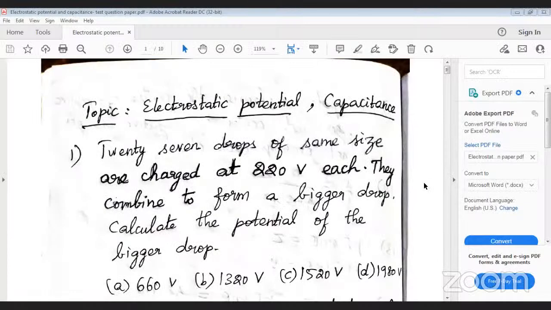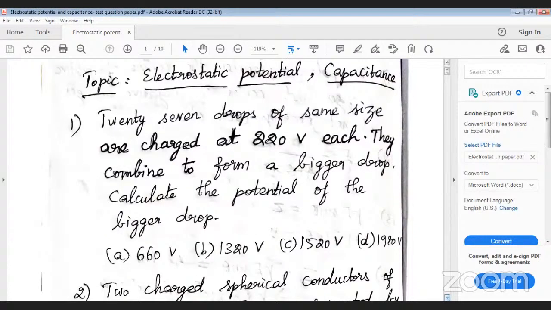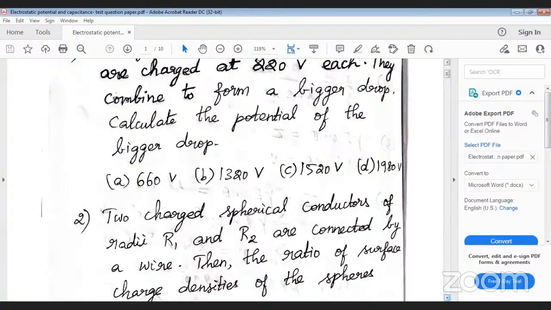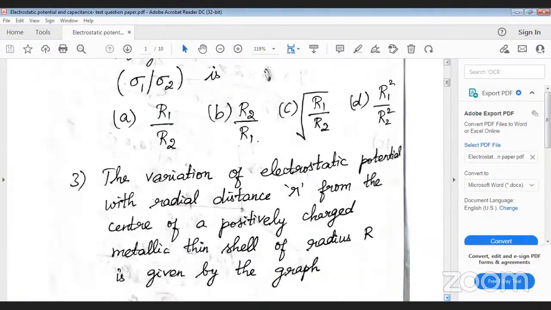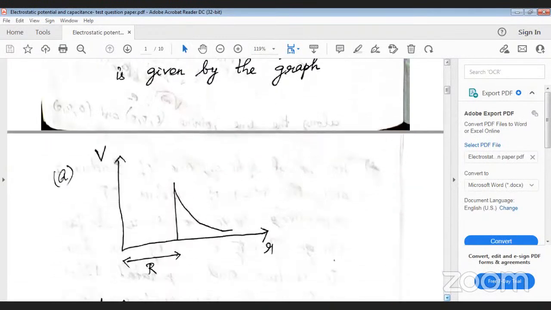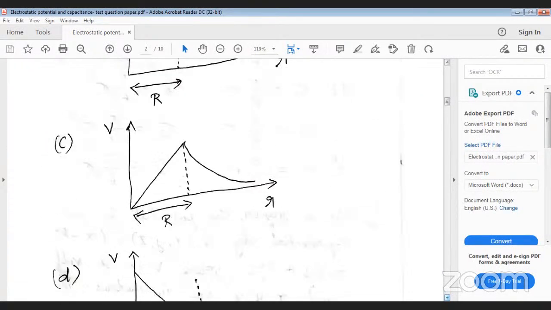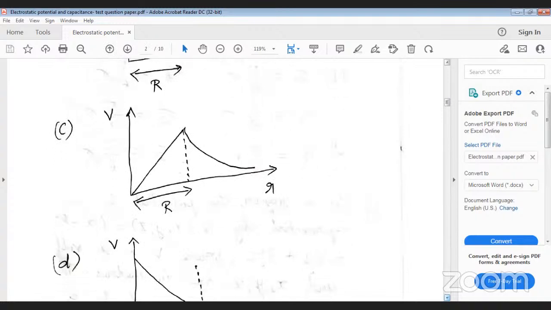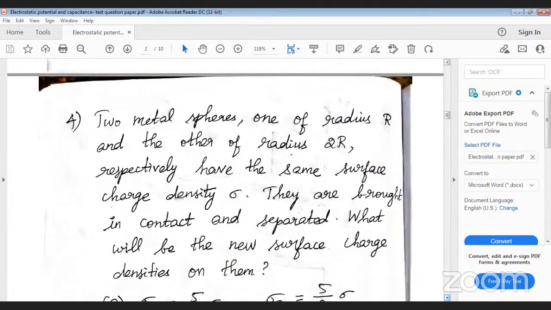So first of all, I would like to show you the question. Are you able to see my screen, students? Yes, sir. Thank you. So the first question I think I have already discussed during the class last week itself. The third question we are going to discuss now. The third or maybe the fourth question. Okay, the fourth question we shall discuss now.